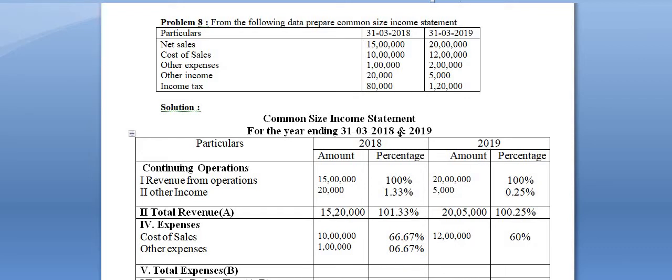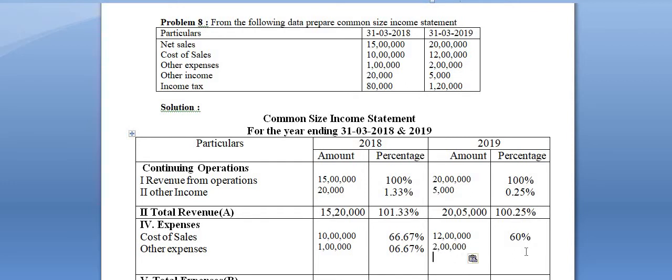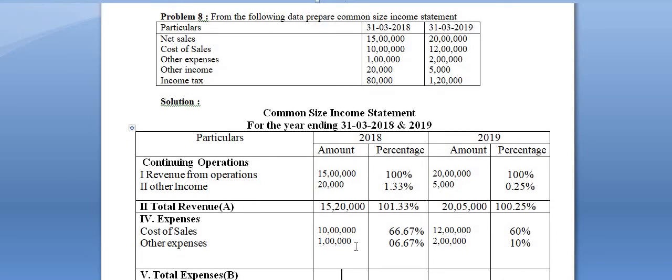Okay, next one is 2019. What is the amount of 2019's other expenses? It is 2 lakh. First write the amount, 2 lakh. Now 2 lakh divided by 20 lakh into 100 is equal to how much? 10 percent. So 2 lakh divided by 20 lakh into 100 is equal to 10%.